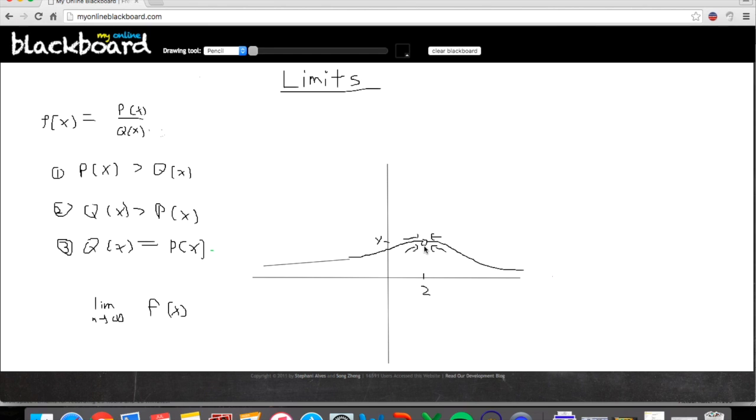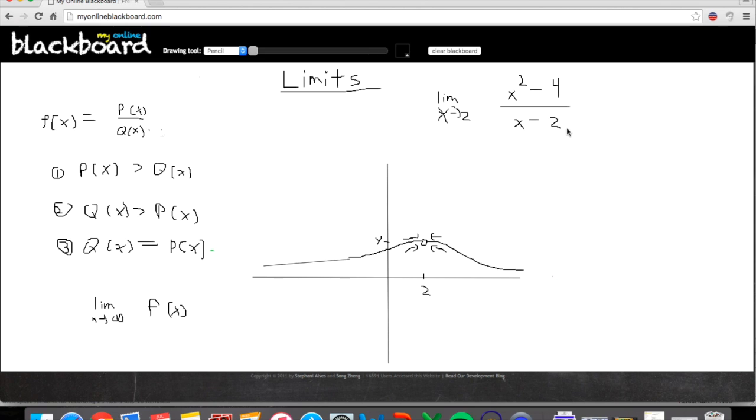At 2, it's undefined. So let's take an example where it's in fraction form, where you have x squared minus 4 over x minus 2. And I want to know what the limit is as x approaches 2. So when you plug it in directly, what you'll get is 4 minus 4 over 2 minus 2. You're going to get an indeterminate number, because 2 minus 2 is 0. So normally we'd say obviously it doesn't exist there.